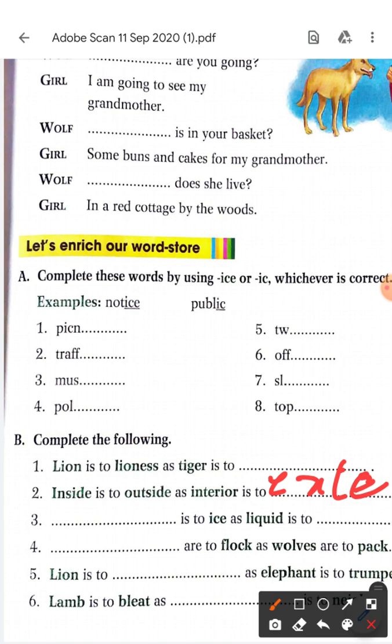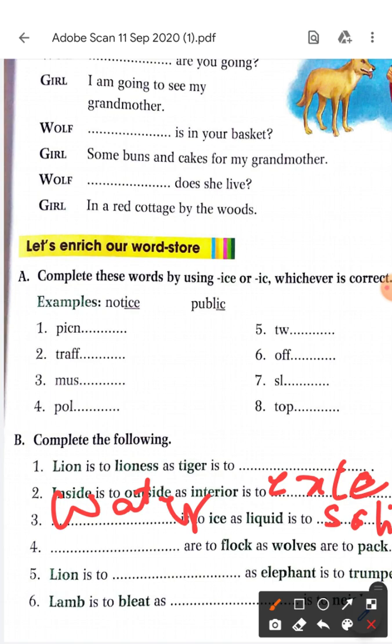Now next one, we have to find both the words. Dash is to ice as liquid is to, what forms ice? Water. Water is liquid. Ice is solid. Water is to ice as liquid is to solid.